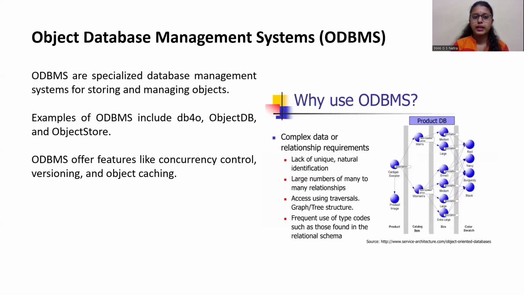Next, Object Database Management Systems, ODBMS. ODBMS are specialized database management systems for storing and managing objects. Examples of object databases or database management systems include DB4O, ObjectDB, and ObjectStore. ODBMS offer features like concurrency control, versioning, and object caching.